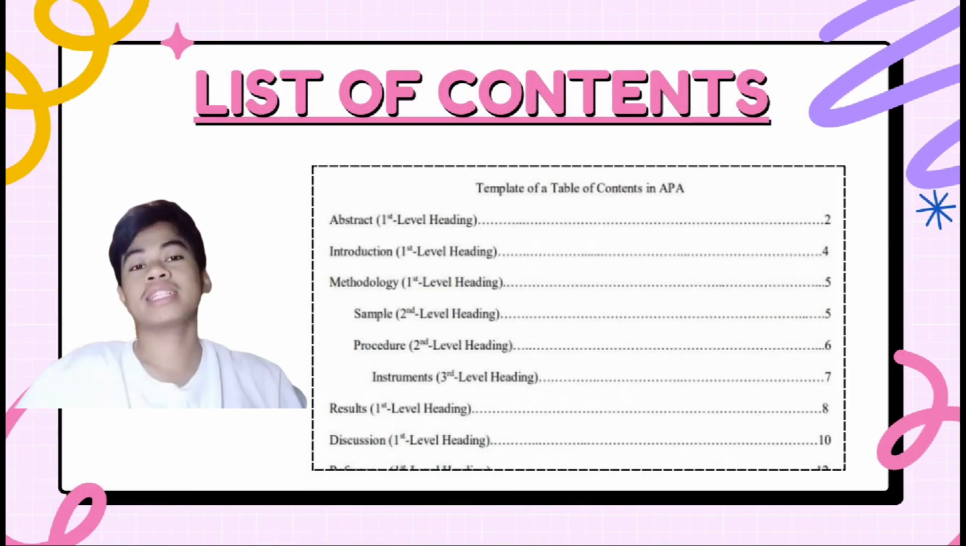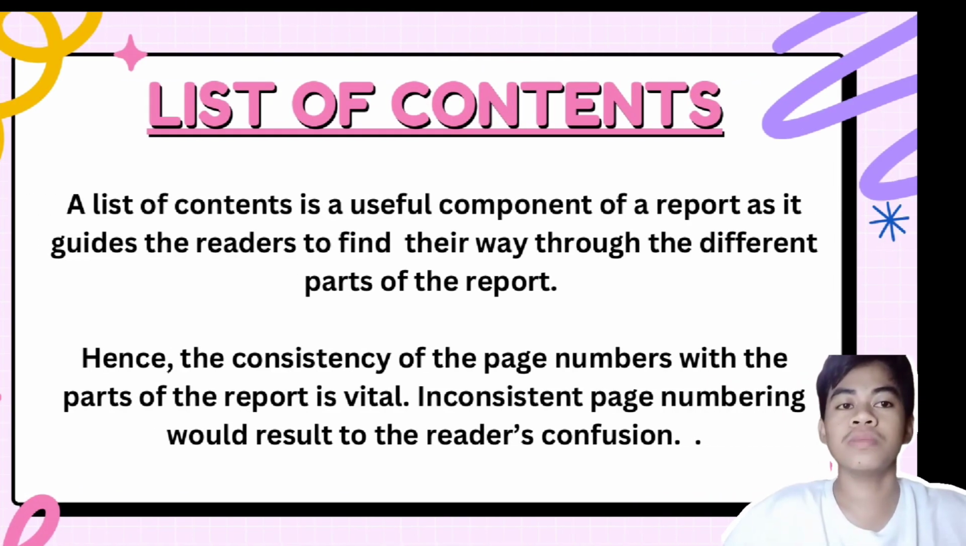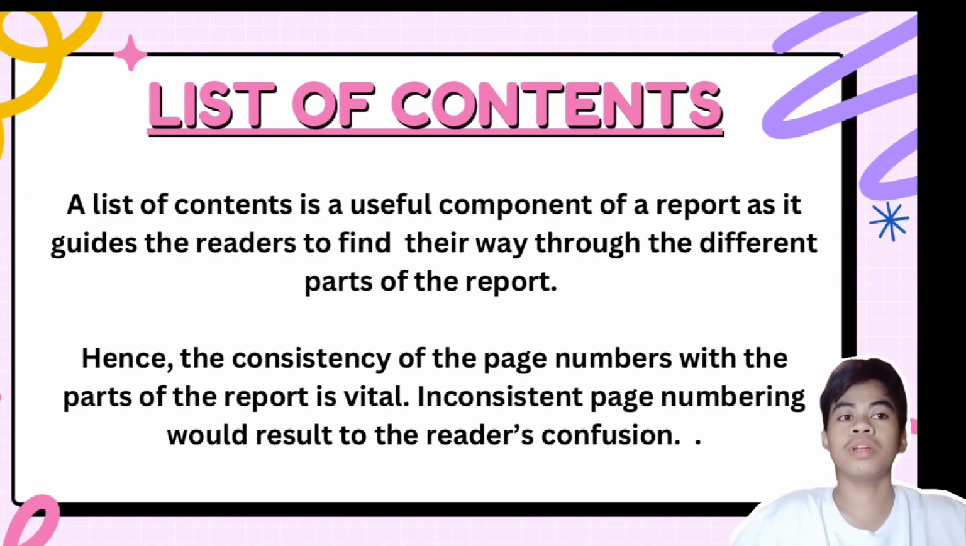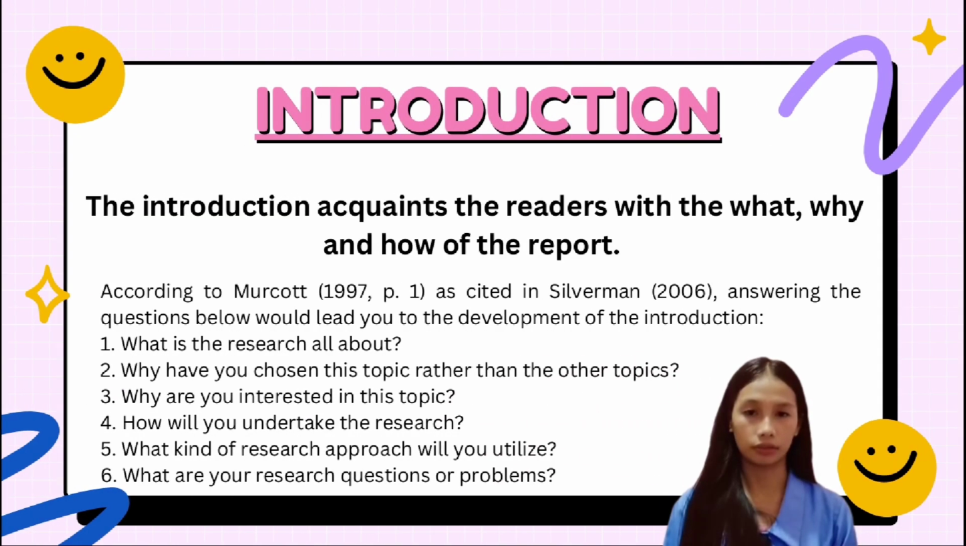The next, list of contents. A list of contents is a useful component of a report as it guides the reader to find their way through the different parts of the report. Hence, the consistency of the page numbers with the parts of the report is vital. Inconsistent page numbering will result in the reader's confusion.